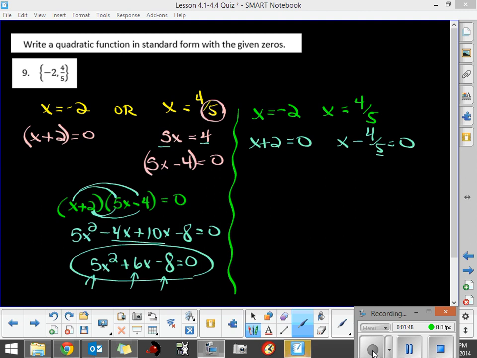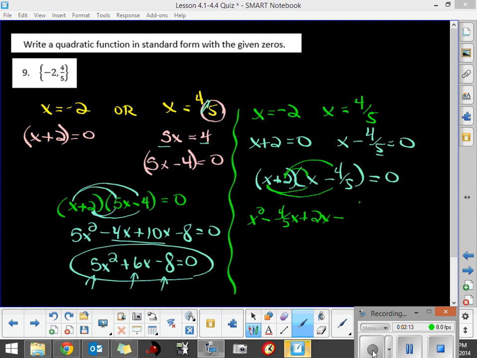And we can overcome that just by getting rid of that division. And then you went ahead and you correctly did this: x minus 4/5 equals 0. And then you had to run through your FOIL with these fractions in it. So the first terms are x squared. The outermost is a negative 4/5 x. The innermost is a positive 2x. And the last is a negative 8/5 equals 0.